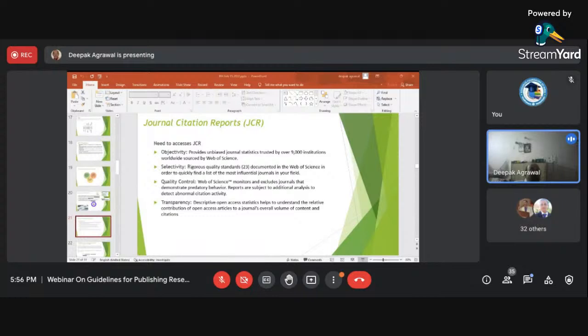They maintain quality control. Web of Science is a registered trademark. It monitors and excludes journals that demonstrate predatory behavior. Journals keep getting in and out. If they are not following their norms, they will definitely move the journals out. So it's not so easy to get a paper published in such quality journals. But through our learning and practice, we develop ourselves to move towards such journals. May not be today, maybe tomorrow, maybe after 6 months, 1 year, we will be capable enough to get a paper published in such journals.